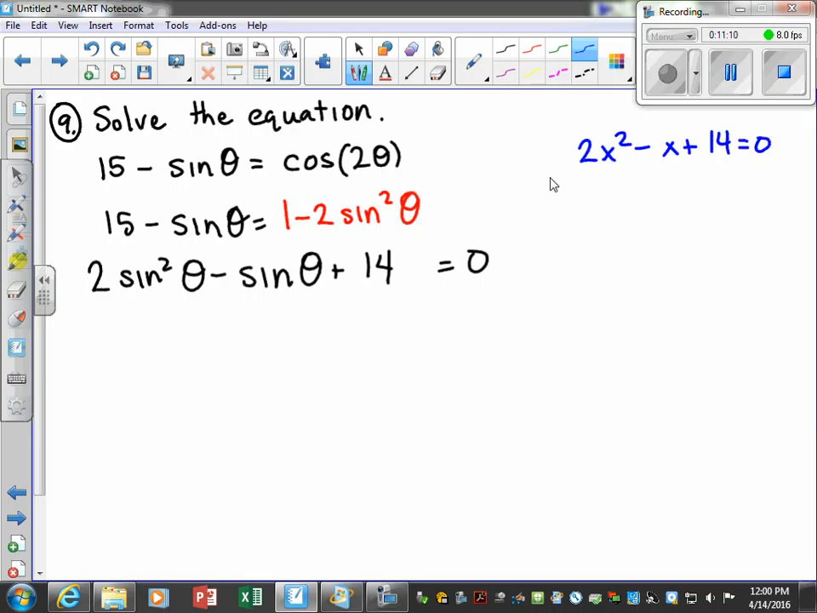Alright, let's just see. 2 times 14 is 28. We want two numbers that multiply to give us 28, but when we add them we get a negative 1. Alright, is there any way, here are the factors of 28, that when we add them or subtract them together, we'll get a negative 1? These two numbers in any kind of way won't give us a 1. Neither will these if we add or subtract these, or these. So this does not factor. That means you would have to use the quadratic formula to solve this.